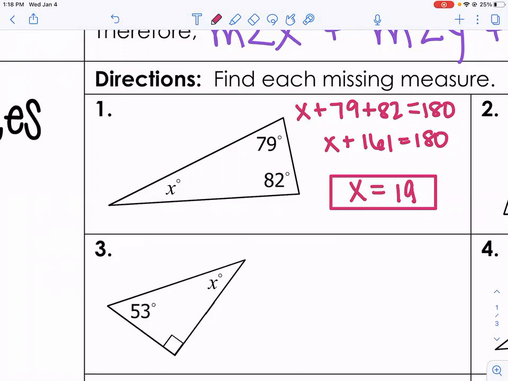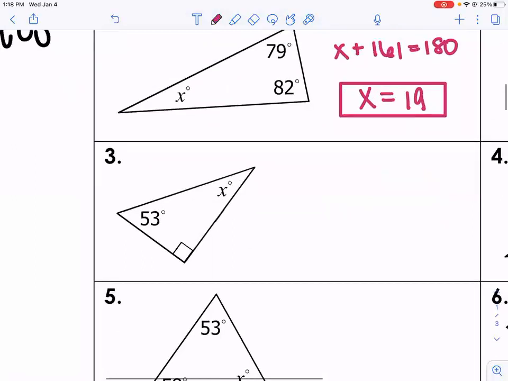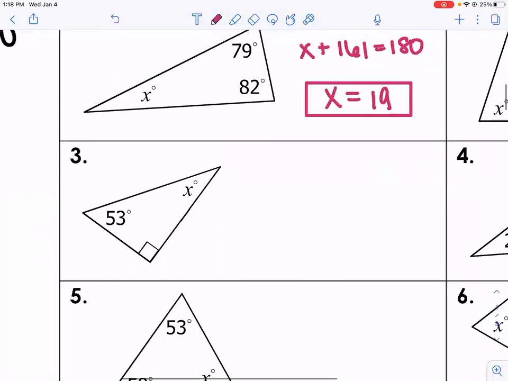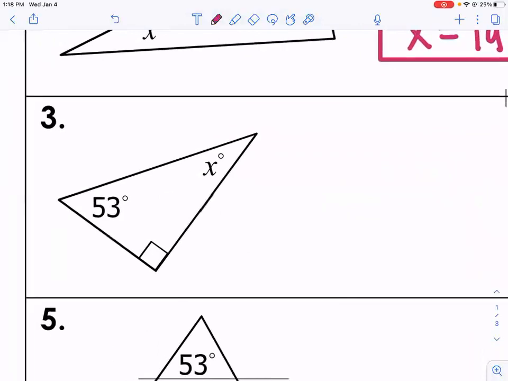Now, I'm not going to spend a lot of time doing these examples, but let's look at number 3. There's a box. What? This box means 90-degree angle. Okay, how about you figure out what X is in number 3?